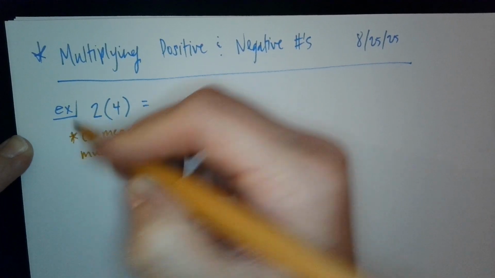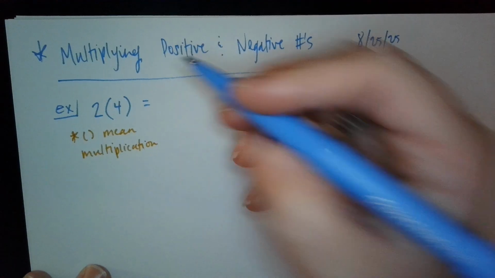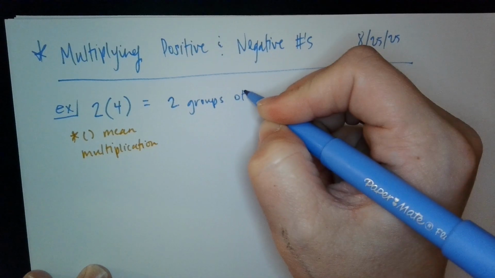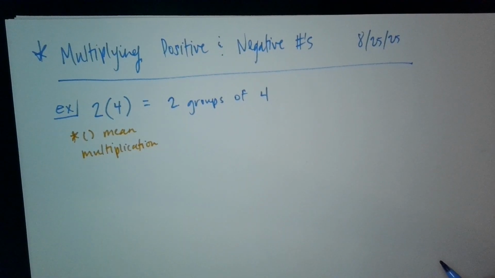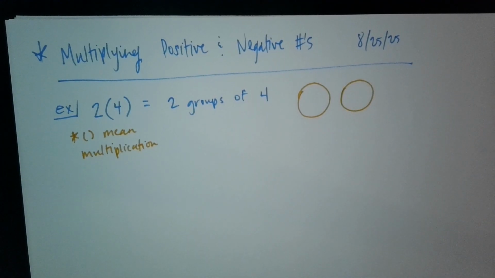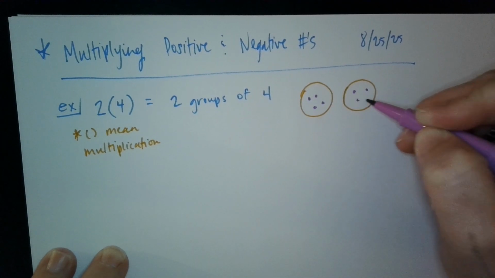Multiplication when no other operation is present. Okay, but the way that I'm going to read this is I'm going to read it as 2 groups of 4. And then if I were to draw this out, I would have 2 groups, and each group has how many? Yeah, they each have 4. 1, 2, 3, 4. 1, 2, 3, 4.